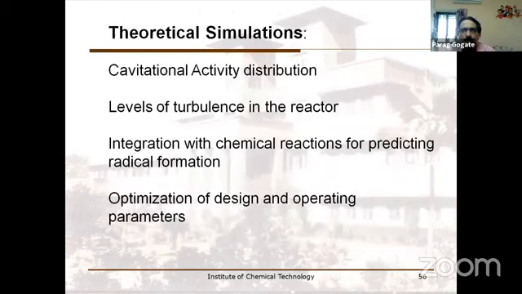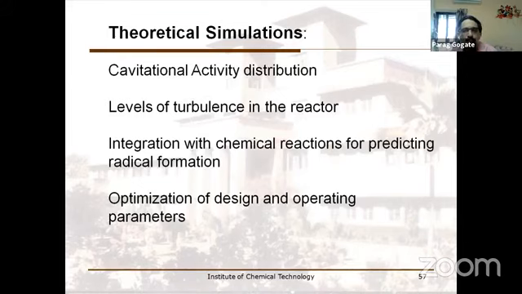So typically, when we started looking at it conceptually, we also did some theoretical simulations and trying to map your cavitational activity distribution in the reactor. Need to quantify the levels of turbulence, because what we have claimed is that you have turbulence, which is going to give you enhanced utilization of ozone, higher rates of transfer.